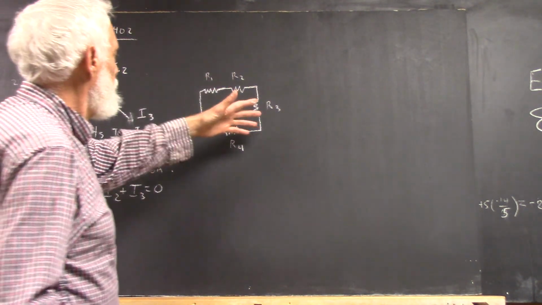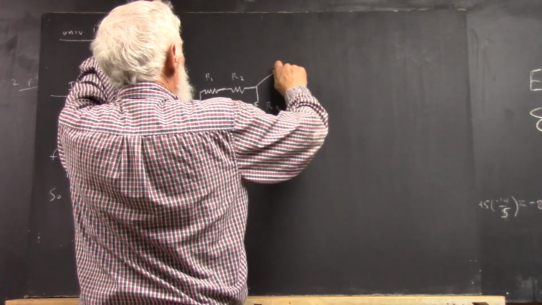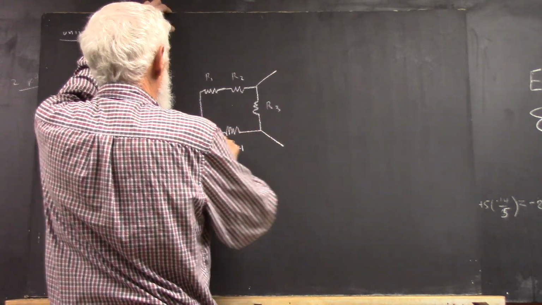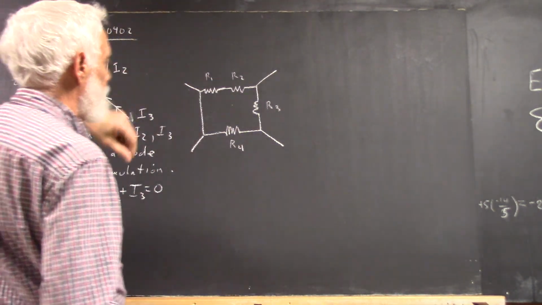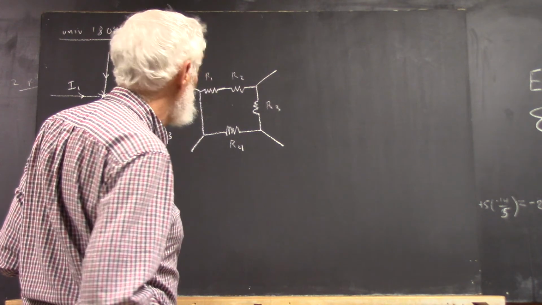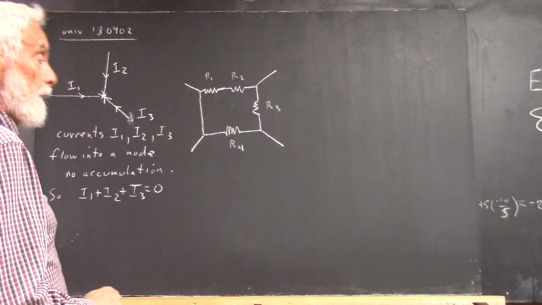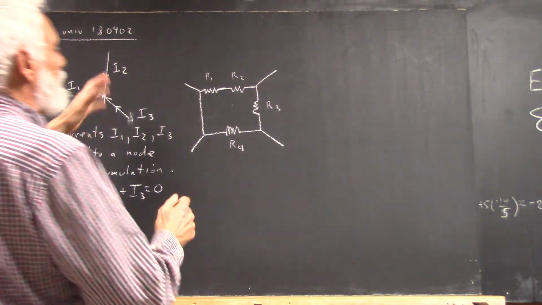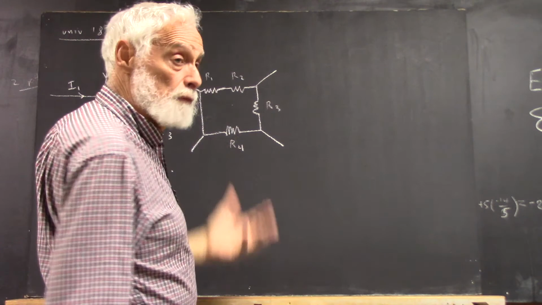Okay. We've got these resistors. We've also got a wire leading out here, and a wire leading out here, and a wire leading out here, and a wire leading out here. Now, we have more circuit out here. This is just one little loop within a circuit.